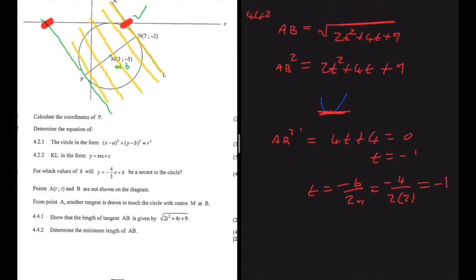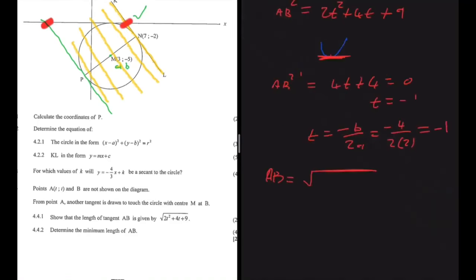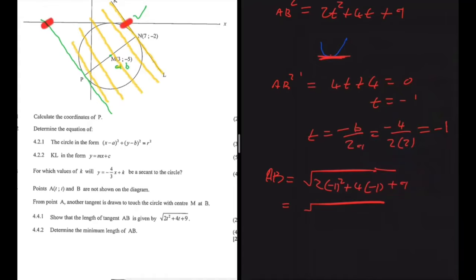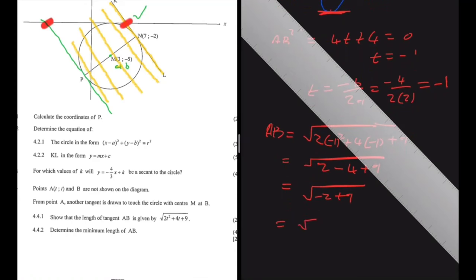But now let's substitute minus 1 into our equation and actually determine the minimum length, right? So the minimum length will be, so we have 2 multiplied by minus 1 squared plus 4 multiplied by minus 1 plus 9, right? So AB will be equal to, so minus 1 squared, we're just going to get 2 and then minus 4 plus 9. So we have 2 minus 4, that should be minus 2, right? Plus 9. So we have the square root of 7 basically as the minimum length of AB.